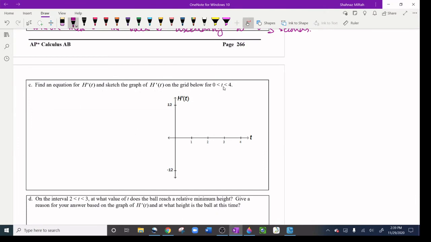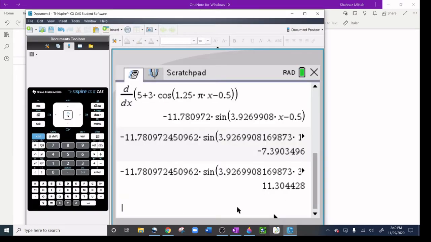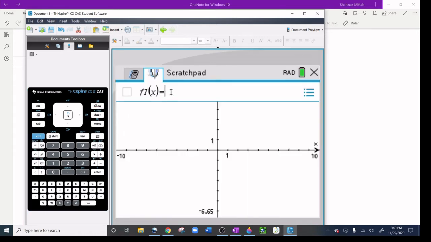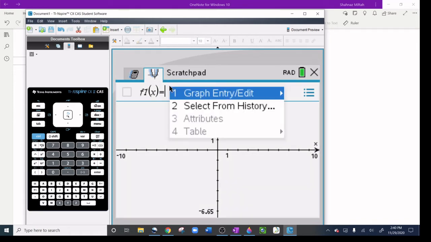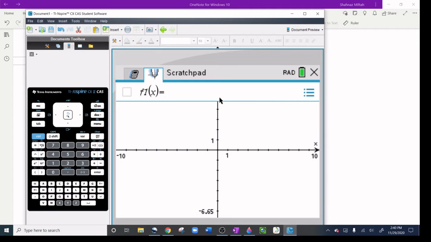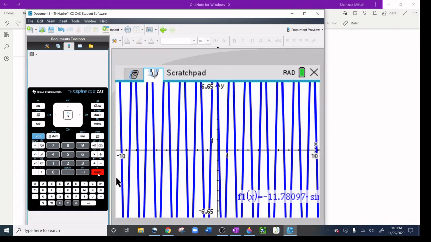Part C, find an equation for h prime t and sketch the graph of h prime t on the grid below for 0 to 4. So for the h prime t graph, I'm going to use my calculator, and this is my h prime t. I'm going to copy it. I don't have to write it again. I go back, graph, and I paste it here. I don't know if I can do it. Let's try paste there. And then I'm going to hit enter.